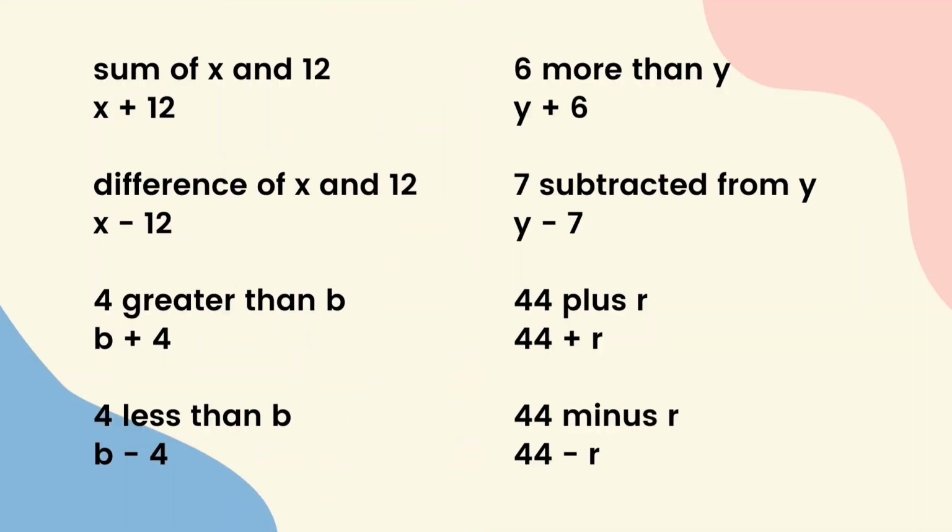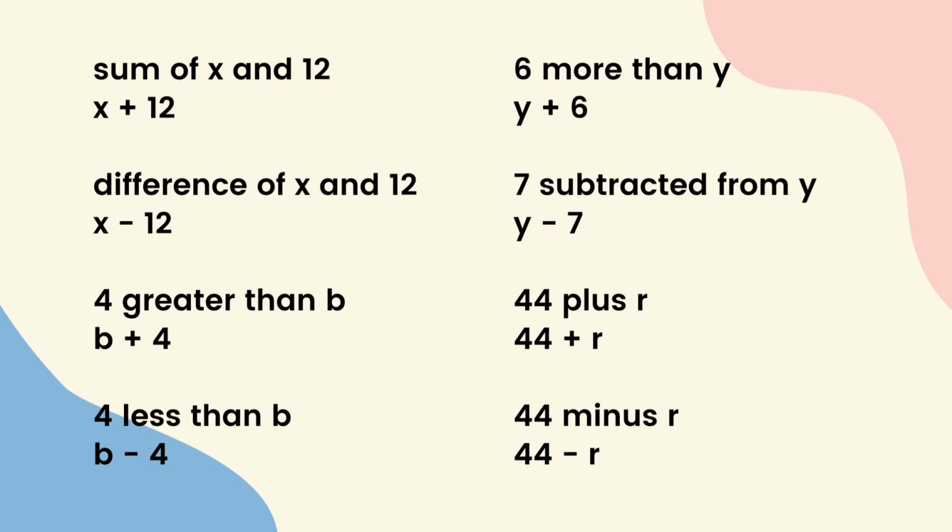These are some examples of writing mathematical expressions. Sum of x and 12 can be expressed as x plus 12. Difference of x and 12 can be expressed as x minus 12. 4 greater than b can be expressed as b plus 4, while 4 less than b can be expressed as b minus 4. 6 more than y can also be expressed as y plus 6. 7 subtracted from y can be expressed as y minus 7.